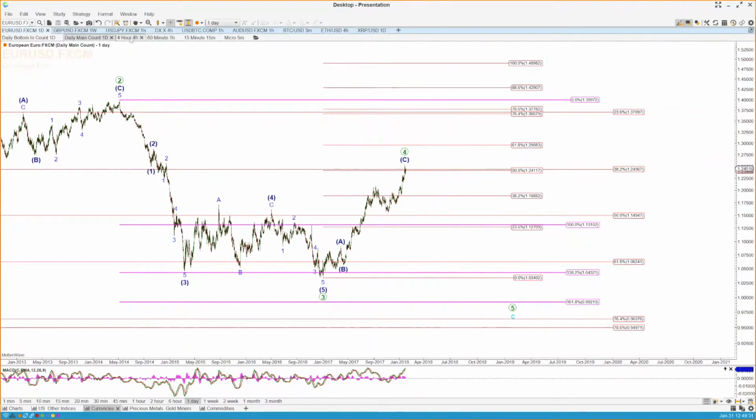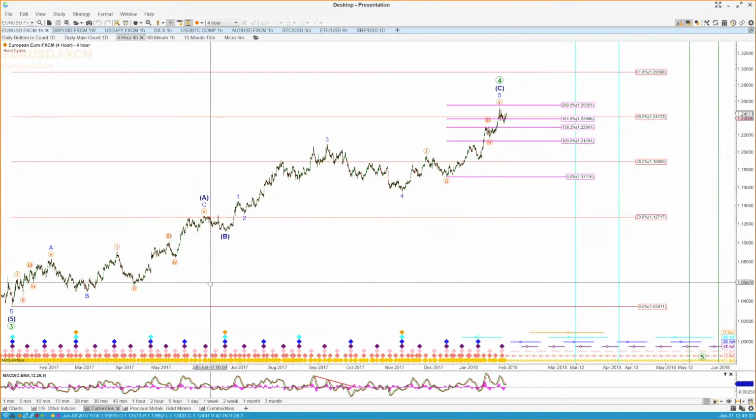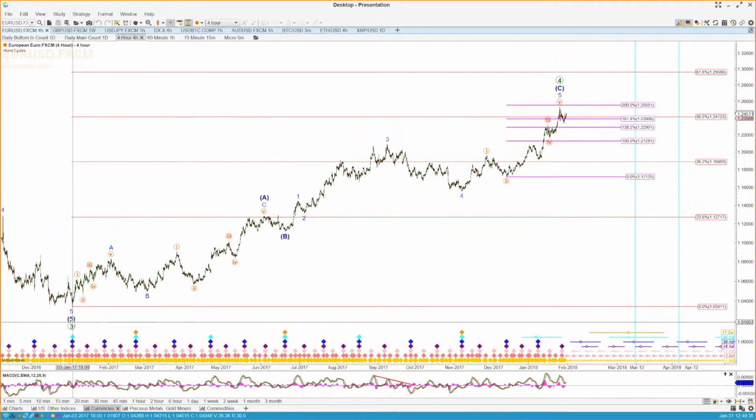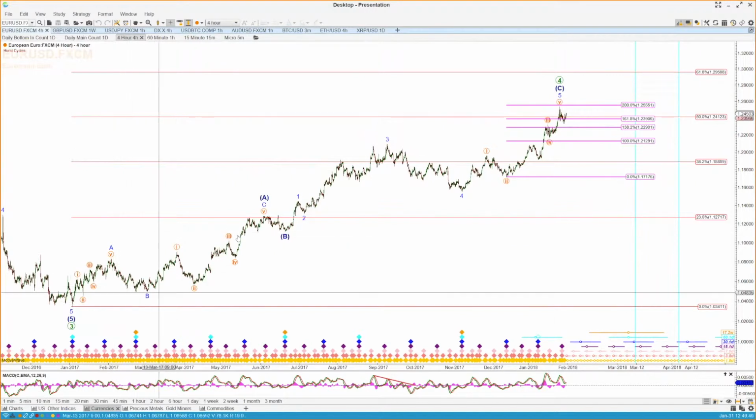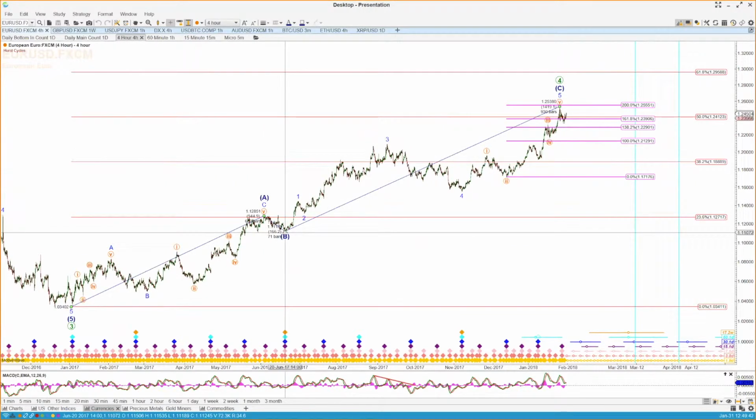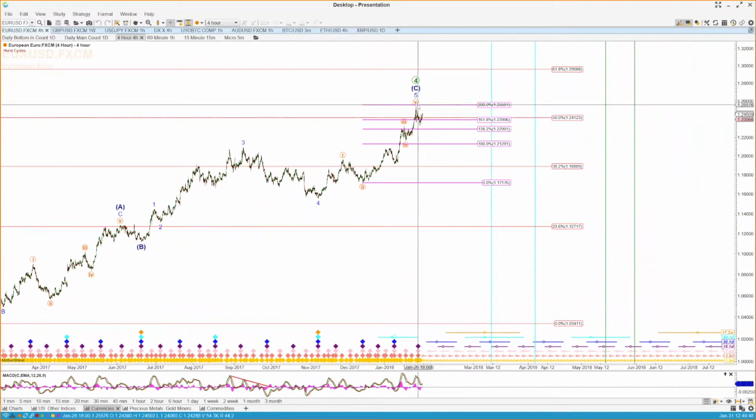Again, just coming down the timescales, this is the count up off the January 2017 low. So you've got an A, B, C for an A wave here, B back, and then a 1, 2, 3, 4, and another 1, 2, 3, 4, 5 up here.